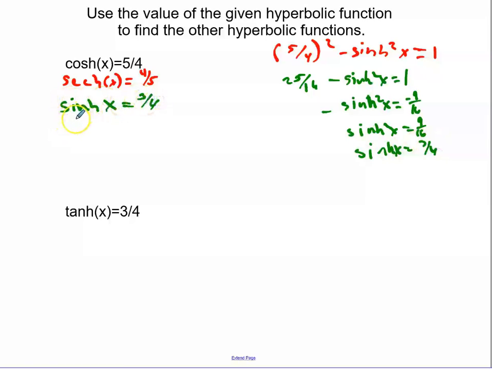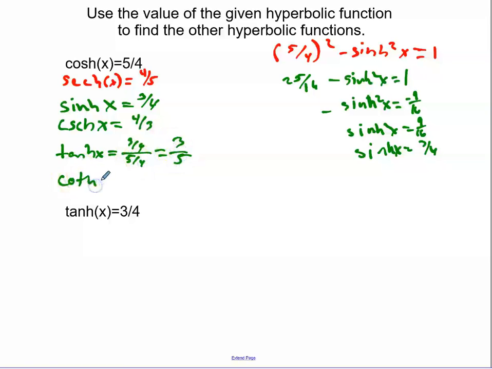And with that, we can get hyperbolic cosecant equals 4/3. And then we can also get hyperbolic tangent, because we know that hyperbolic tangent is just hyperbolic sine, 3/4, over hyperbolic cosine, 5/4, which is equal to 3/5. And then hyperbolic cotangent is just going to be 5/3.